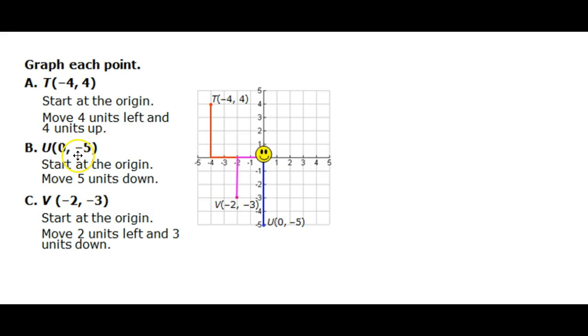The second one is (0, -5). So the 0 tells you not to move left or right at all, to stay right there at 0, and then go down 5 spots. So that would be you right there. And the last one is (-2, -3). That's 2 places to the left and 3 places down. Now again, remember we always start right here at the origin, which has the coordinates (0, 0).